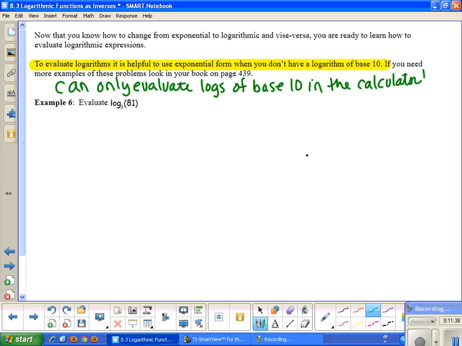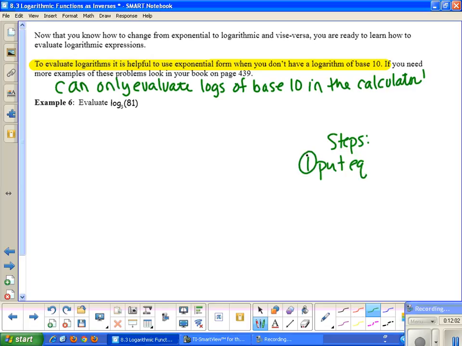So that means, what do we do when we don't have base 10, such as the next problem? So if I'm evaluating this, I'm trying to figure out what is the log of base 3 of 81 equal to? Well, how do I do this problem? I always like to think about it in exponential form. So the steps to do this would be put it in exponential form. So I'm going to write the steps over here.